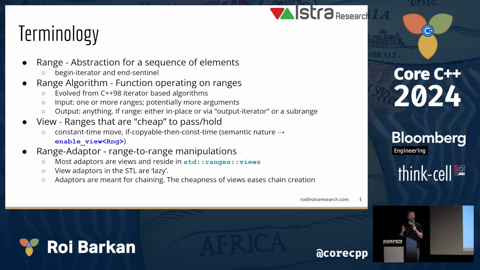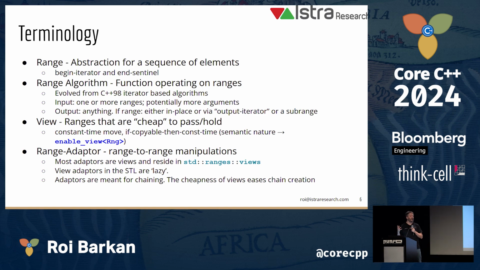So we want to dive deep into the library. Let's start with a dictionary and some terminology. What is a range in C++? In C++, a range is just an abstraction over a sequence of elements. Whenever we have elements that have a beginning and an end, that's a range for us.